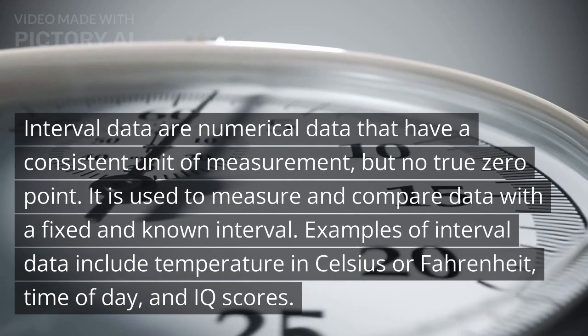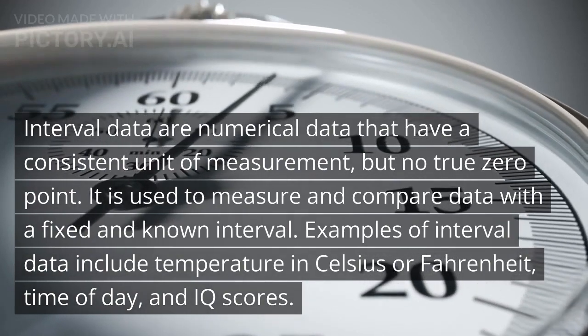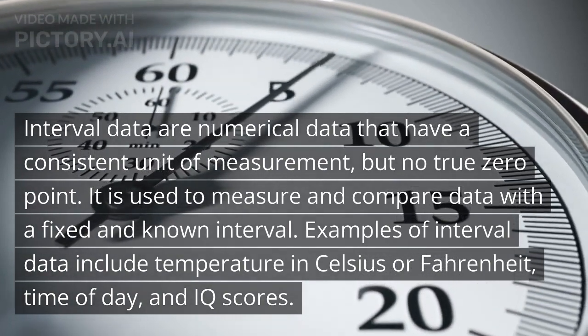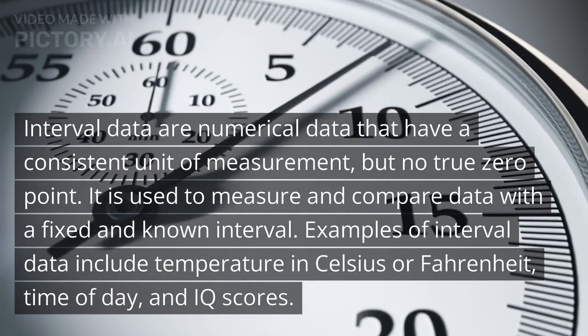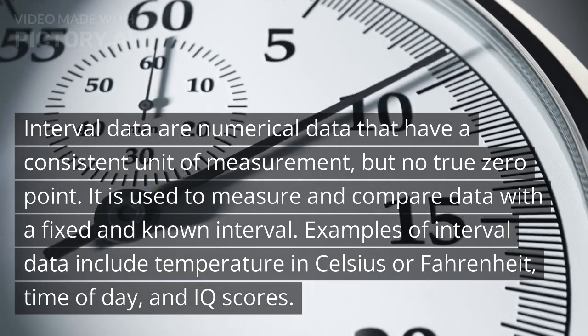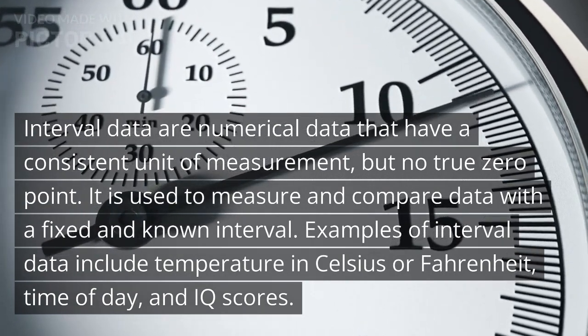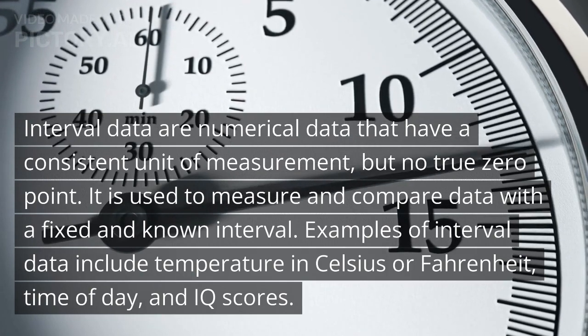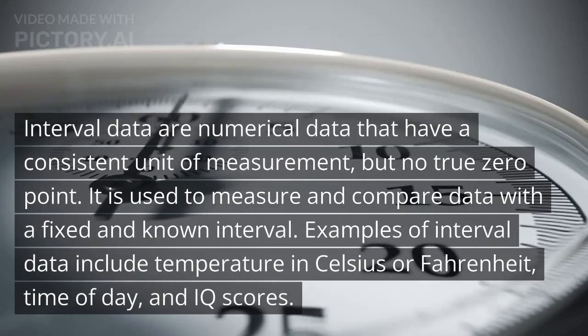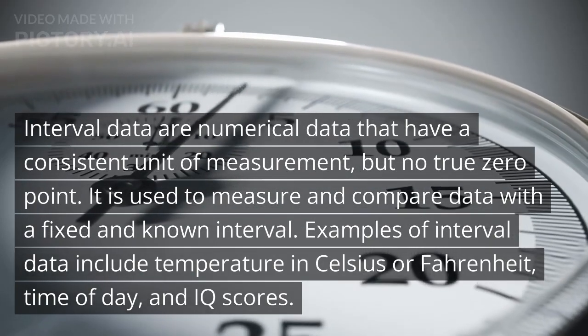Interval data are numerical data that have a consistent unit of measurement, but no true zero point. It is used to measure and compare data with a fixed and known interval. Examples of interval data include temperature in Celsius or Fahrenheit, time of day, and IQ scores.